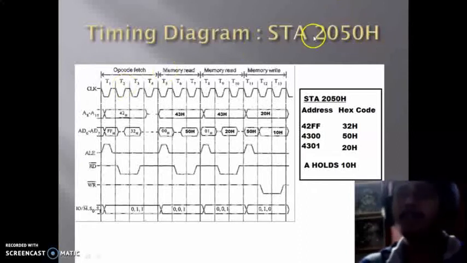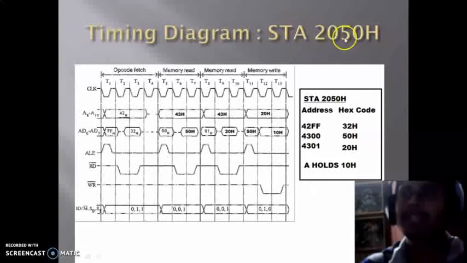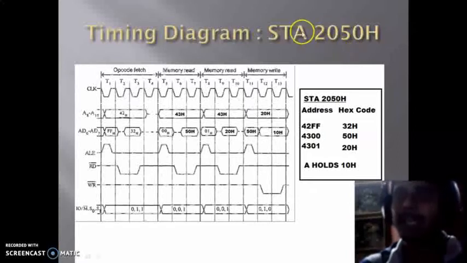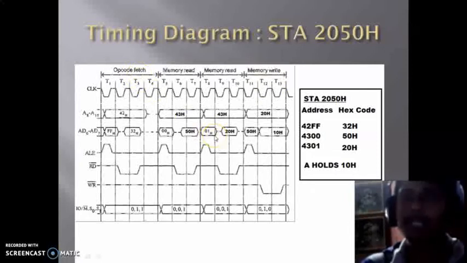Now we will try to find out the machine cycles of this instruction. To operate it we need 4 machine cycles. First is the opcode fetch machine cycle. Then to read these two 8-bit addresses stored in these two locations, we need 2 memory read machine cycles. Finally, the content of the accumulator will be written into this address, so we need a memory write machine cycle last. These are the 4 machine cycles we require to operate this instruction.